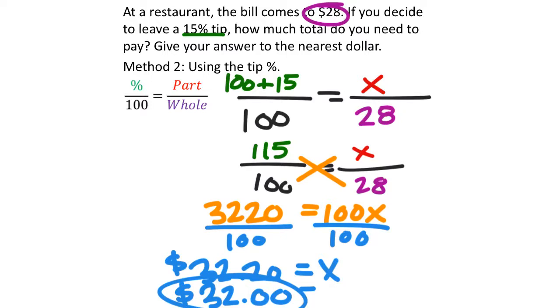Okay, so again, you get to choose which method you like. In some cases, depending on how it's worded, we may have to use this method though. So be careful. I prefer this method just because it's quicker. But the other method, where you find the amount of the tip first in dollars and then add it on, is still valid, okay?